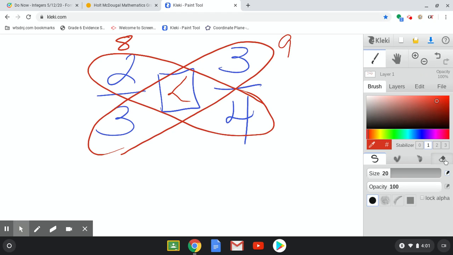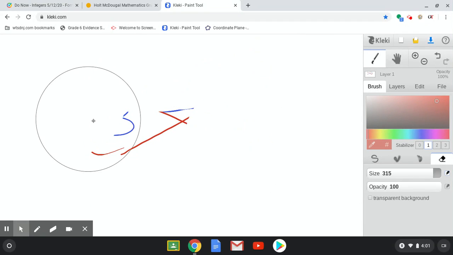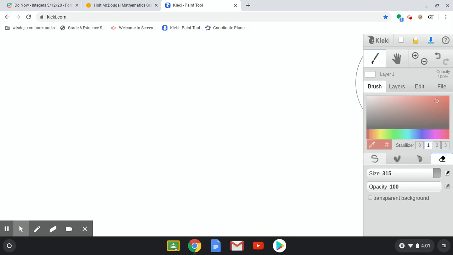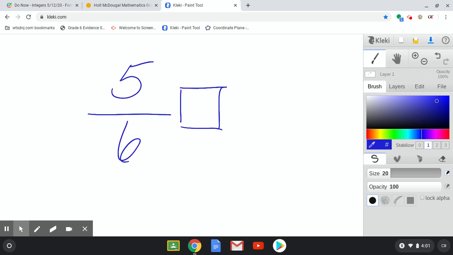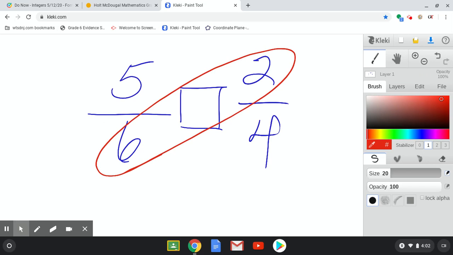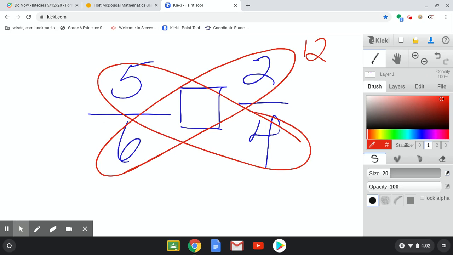Let's do another one. Okay, so if I had, let's say I had 5/6, and I'm comparing that to 2/4. Okay, so I'm going to cross multiply. 6 times 2 gives me 12. 4 times 5 gives me 20. And because 20 is greater than 12, 5/6 is greater than 2/4.